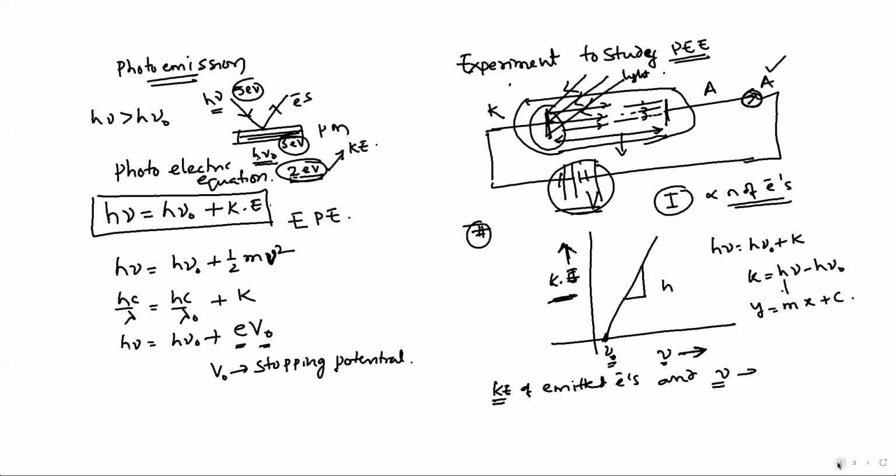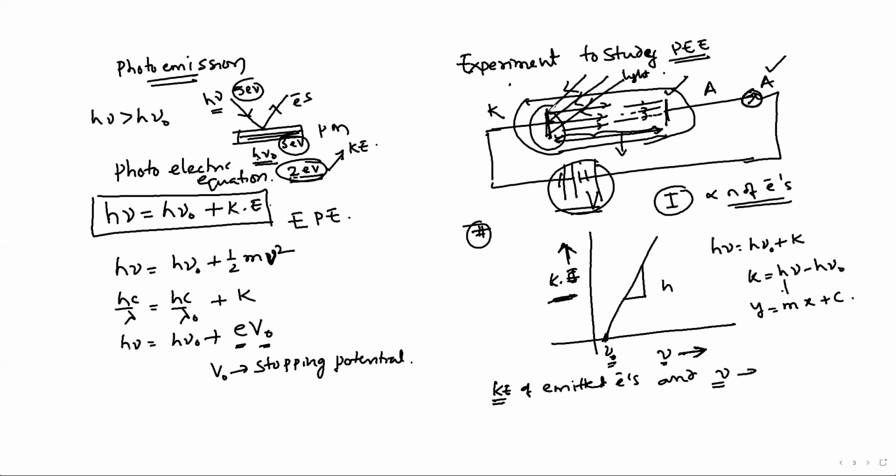Now, in the same photoelectric effect, the graph between stopping potential and photocurrent. What is the meaning of stopping potential? Stopping potential means the negative potential that should be applied on the anode so that no electron can reach it.